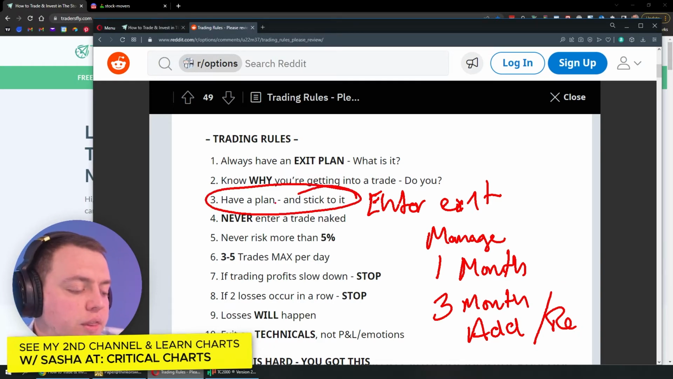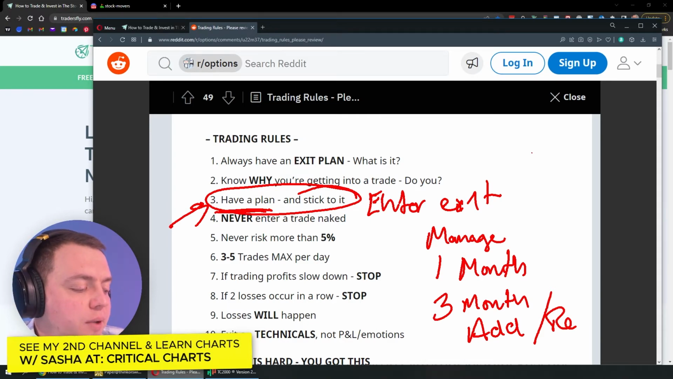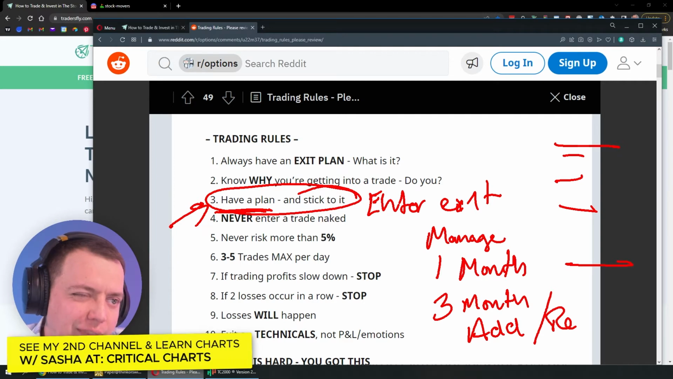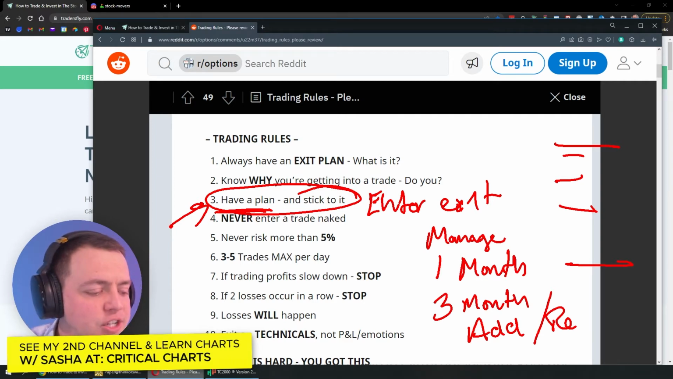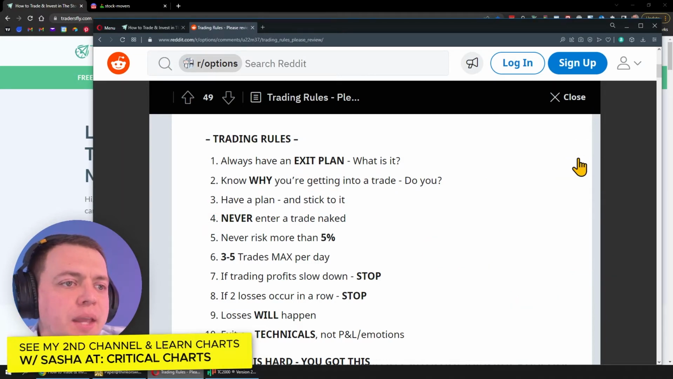But the better approach here is to be more detailed about what your plan is, rather than just, hey, have a plan. Yeah, I have a plan, but what is your plan? What is your plan if it goes down this much? What is your plan if it goes up this much? Be more specific and strategic on that plan. So again, each of your buckets or systems should have a breakdown of the strategy.